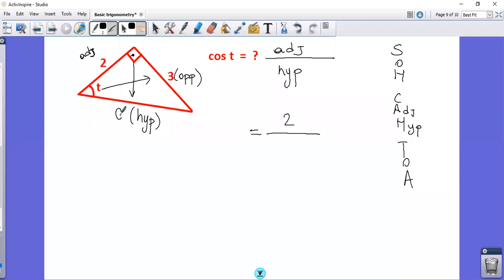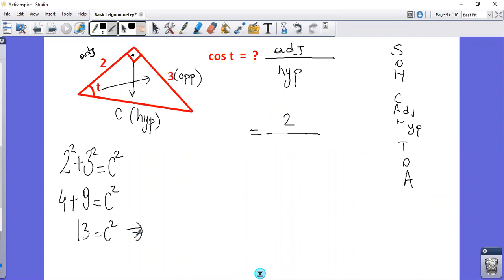We are going to use the Pythagoras theorem. So it's going to be 2 squared plus 3 squared is equal to C squared. 2 squared is 4, 3 squared is 9, so 13 is equal to C squared. So C is equal to positive root 13. C may also be negative root 13, but the length cannot be negative. So C is equal to root 13. Right, cosine of T is equal to 2 over root 13.